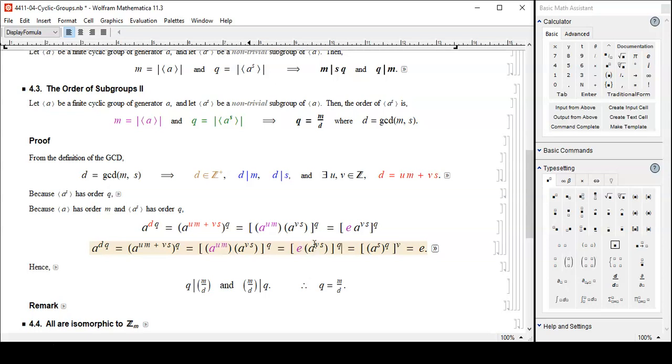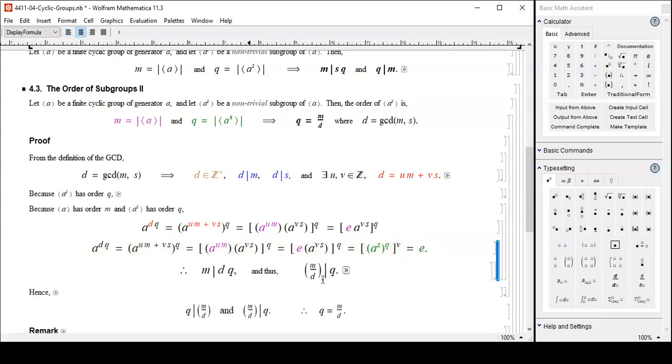And then using the exponent rule, this is just multiplication, so we can change the order of multiplication. You can write a to the s power to the q power, but that's e. Because this subgroup has order q. Remember this? So that's e. So a to this power is e. So the order m divides dq. We're almost there. This gives me the desired conclusion.